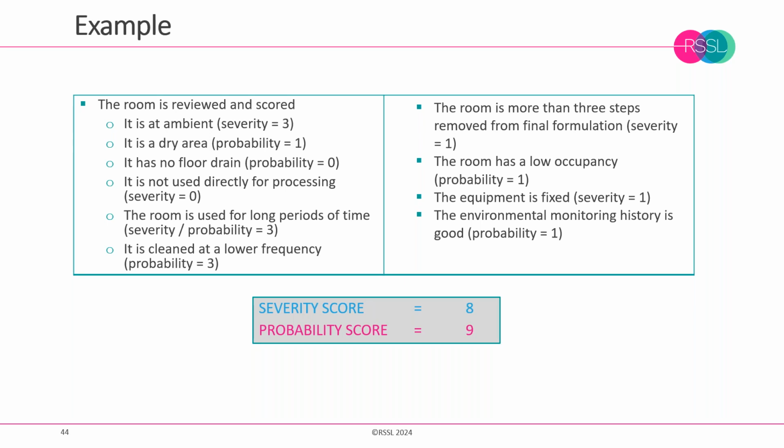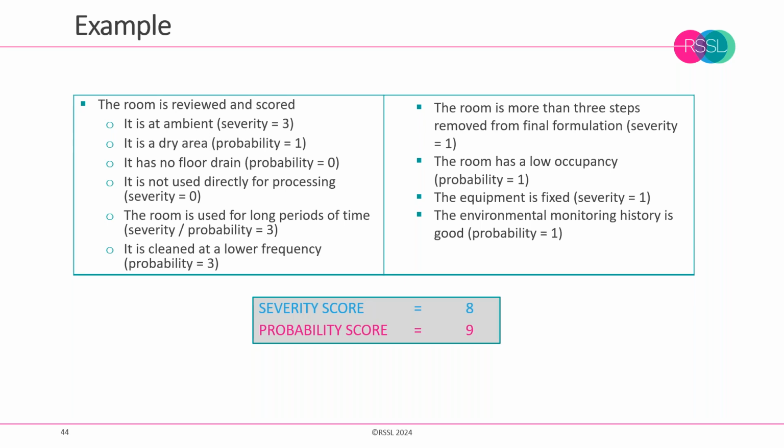So that, from our previous example, would get a score of 3 points in terms of its severity. It's a dry area, so it gets a score of 1. There's no drain present, a score of 0. It's not directly used for handling product, so it scores 0, but it is used for a long period of time. This chemical step takes quite a long time, so we score it as 3.